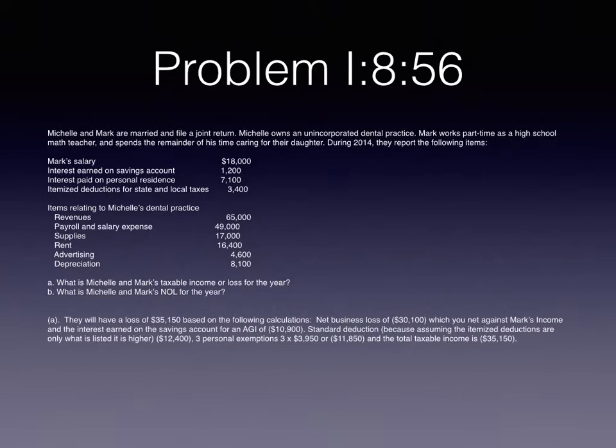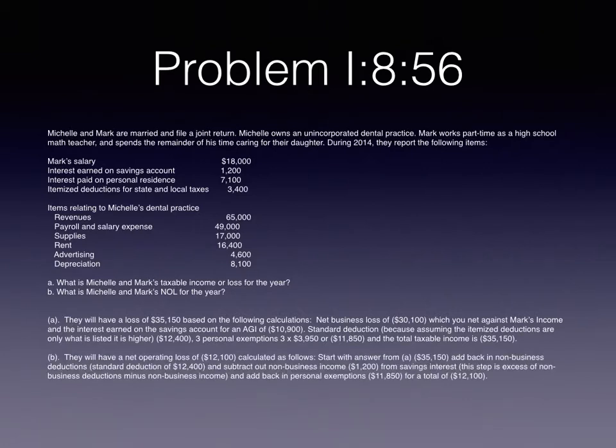And then you have three personal exemptions for Mark, Michelle, and daughter of $11,850. So you take the negative 10,900, subtract 12,400, subtract 11,850, and you're left with the total taxable income of a loss of $35,150. So what is net operating loss?